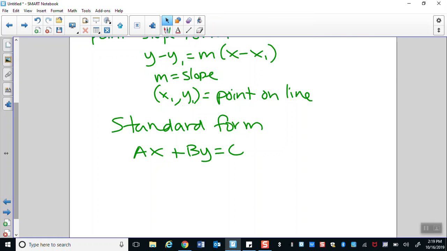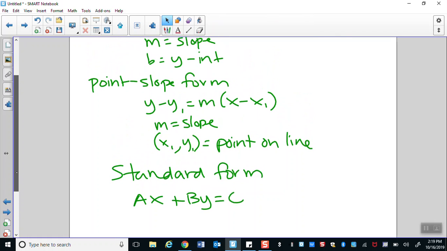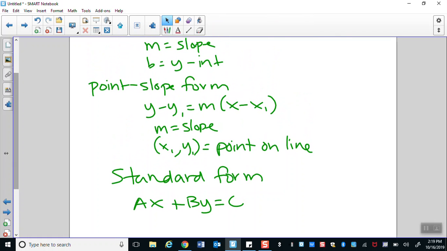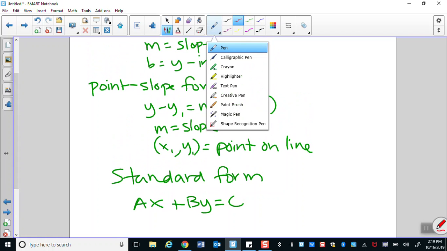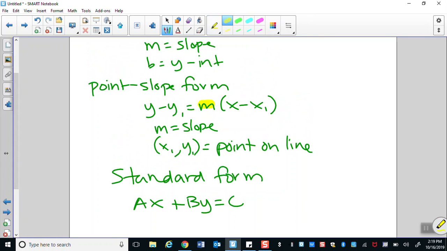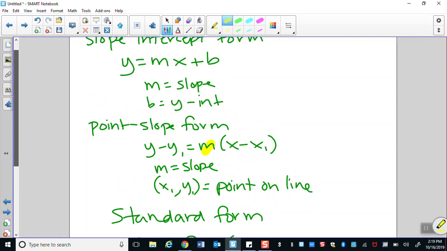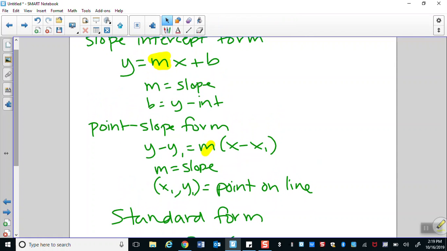Now we're not going to use that one as much to just look at it and see the slope because we don't get slope information from looking at standard form. The only ones that we can actually get the slope information from are point-slope form, where it's right here is the slope, and slope-intercept form, where the slope is right here at the m.